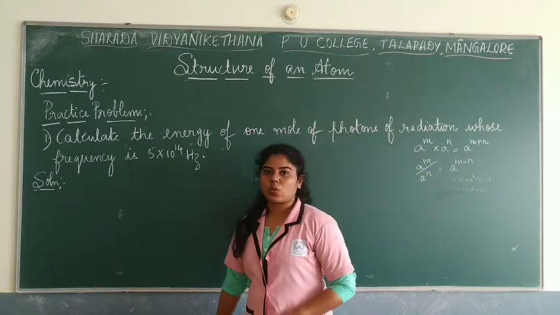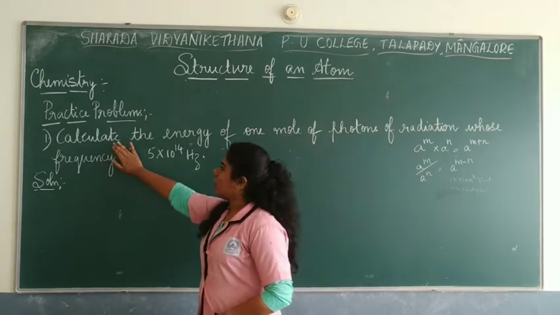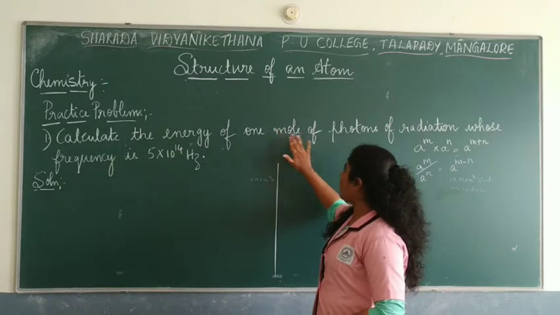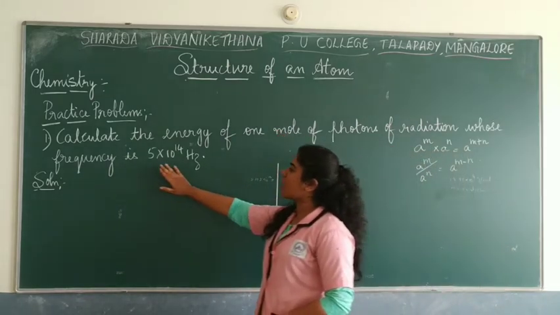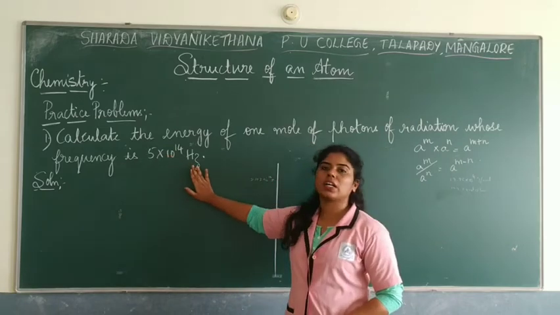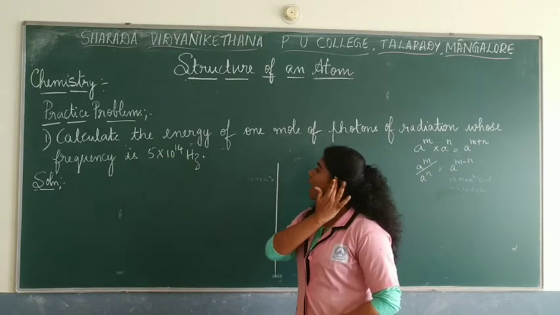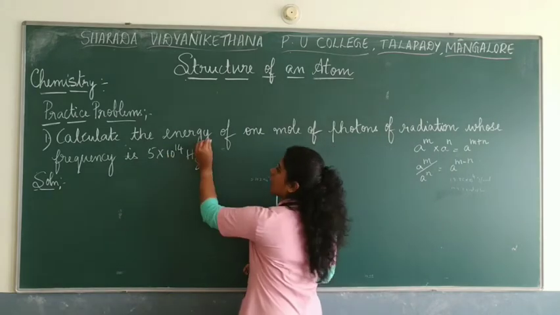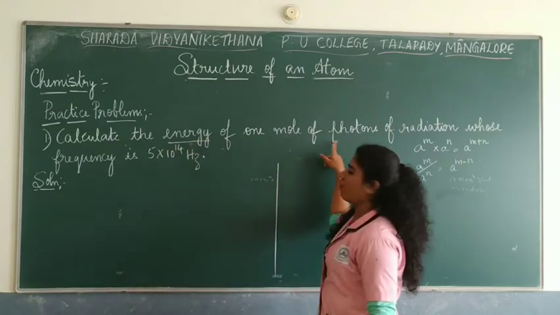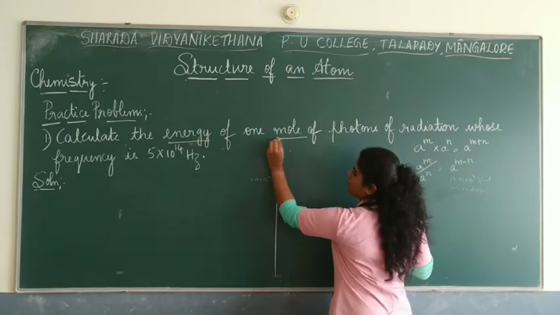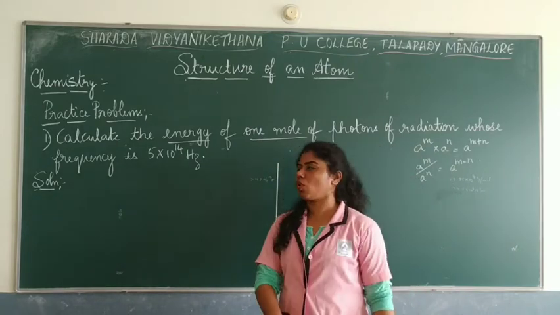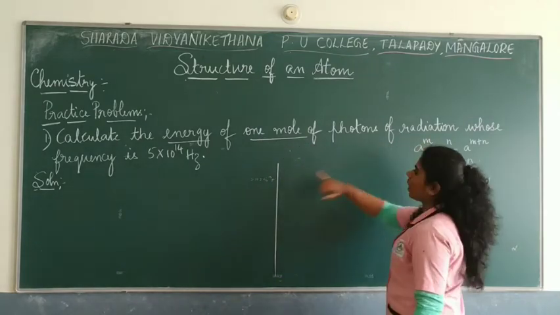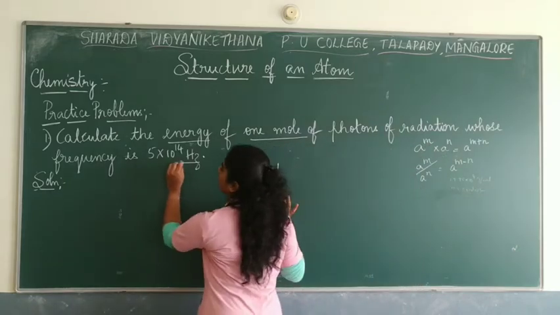So the first question we have is, calculate the energy of 1 mole of photons of radiation whose frequency is 5 into 10 to the power 14 hertz. Now, the energy is to be calculated for 1 mole of photons. 1 mole is also important here. It's not 1 photon, it's 1 mole of photons whose frequency is given as 5 into 10 to the power 14 hertz.